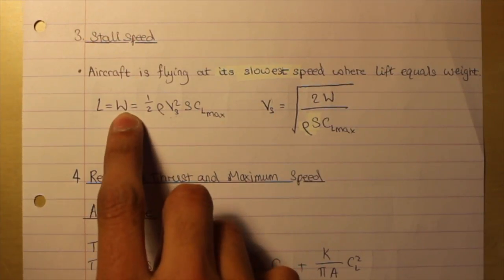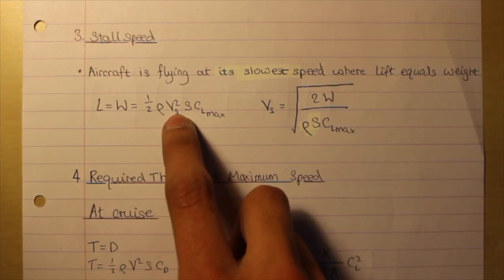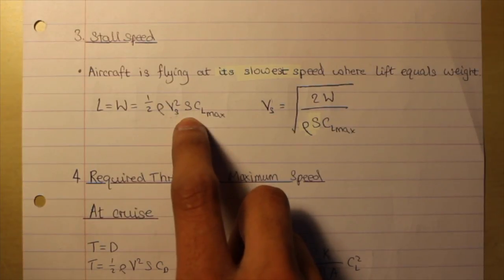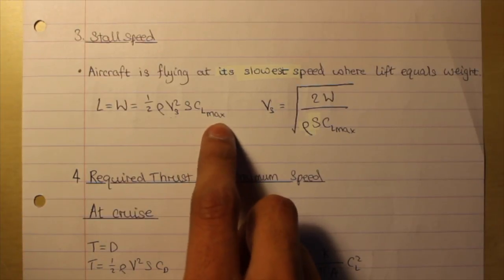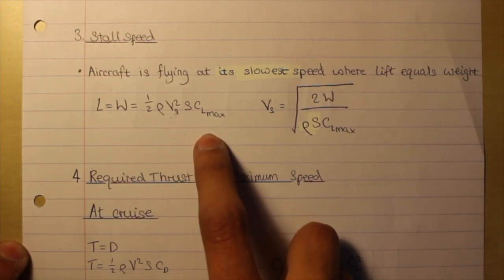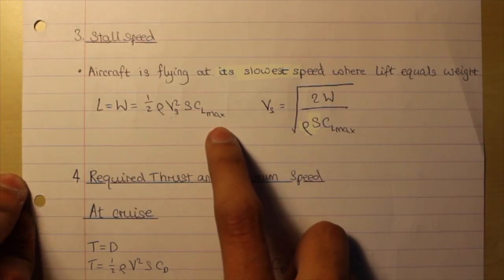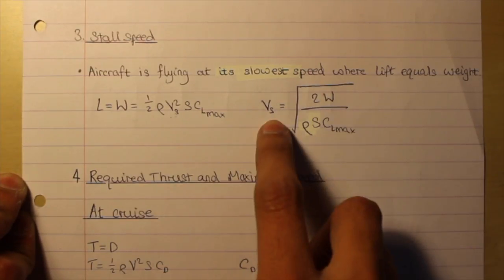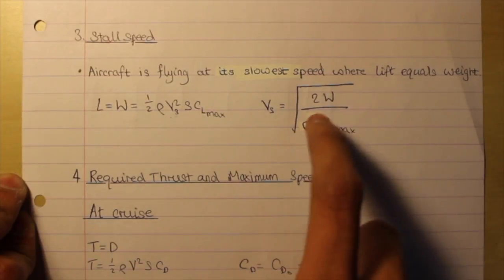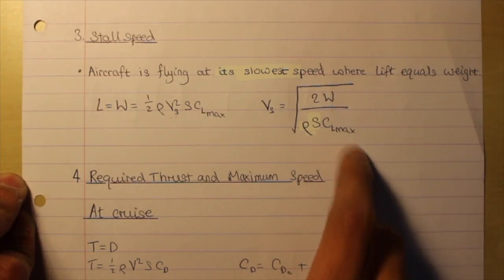So L is equal to W, lift is equal to weight, which is equal to half rho v squared S CL max, rho being the air density, v being the stall speed, S our wing area. The reason why we use CL max rather than any other CL value is because the angle of attack is at its maximum at stall speed. So then we can rearrange all this to get our stall speed, which is the square root of 2 times the weight, all over rho S CL max.